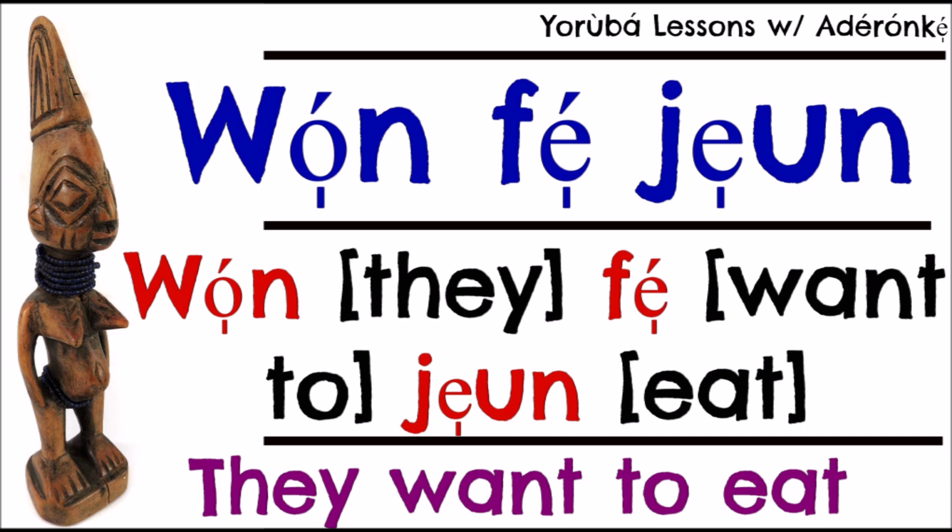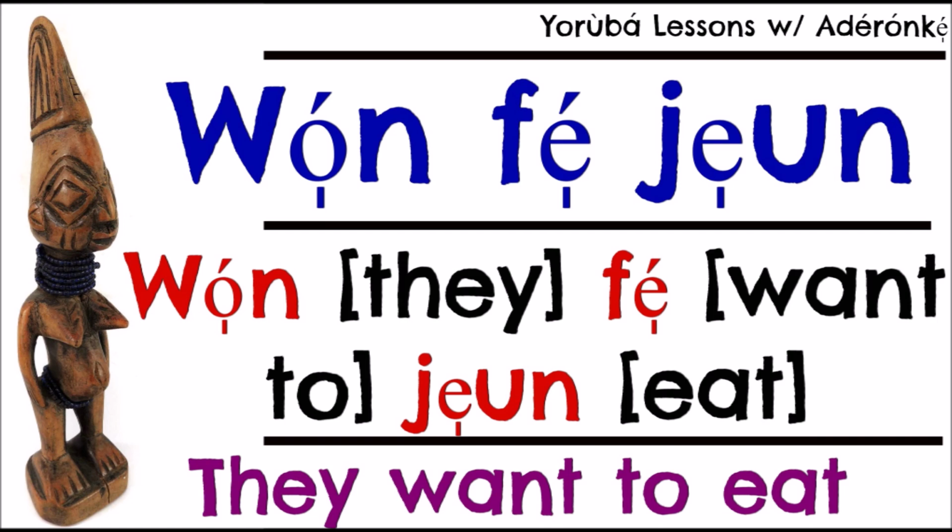Ó fẹ́ jẹun or ó ti jẹun is for someone that is younger than you or your age mate. Wọ́n is for a person that is older than you, or two or more persons of any age. Wọ́n fẹ́ jẹun, they want to eat.